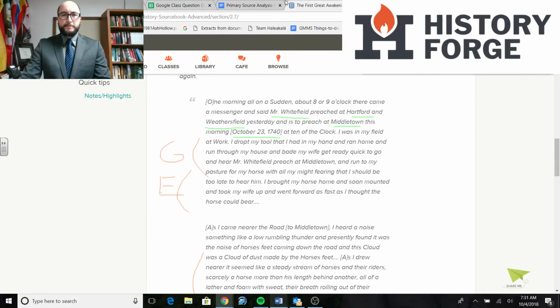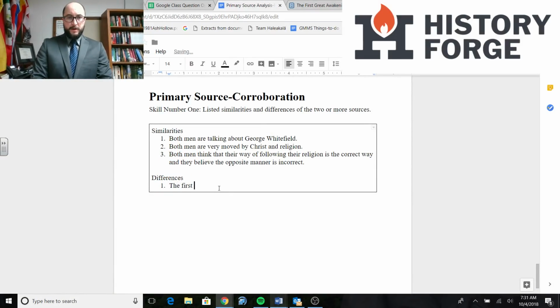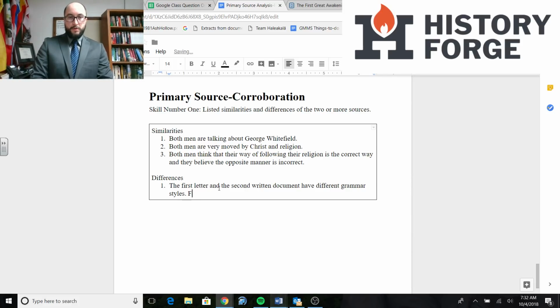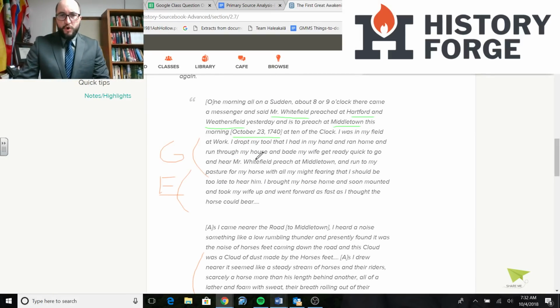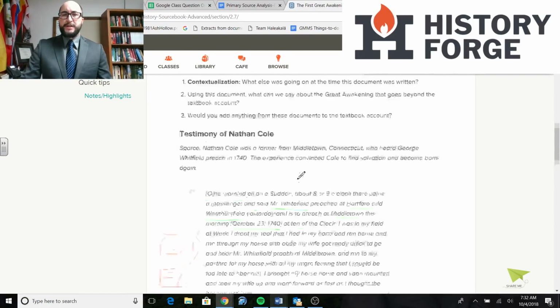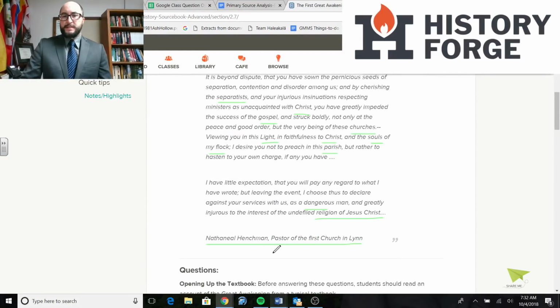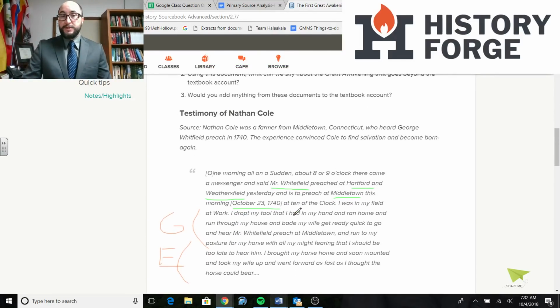First one I noticed was grammar. The first letter and the second written document have different grammars. So, for example, the second one has worse grammar. You can kind of tell by right here. It says, I dropped my tool that I had in my hand and ran home and run through my house. It sounds very rural or country. It sounds like a person who's less educated. This person seems more educated. And it makes sense, as Nathaniel Hinchman's a pastor, so he would have been brought up with reading and writing, so he's more educated, whereas this person's probably less educated.